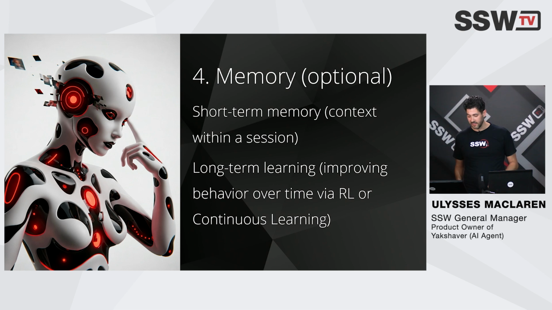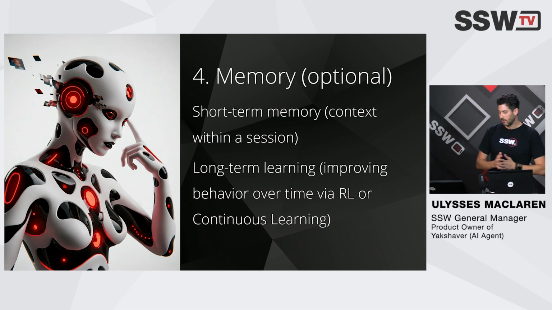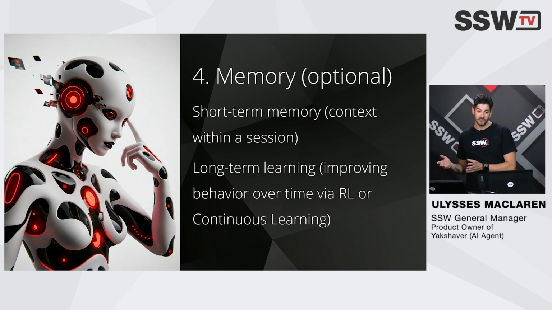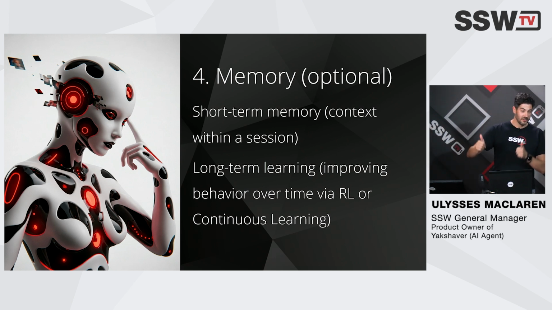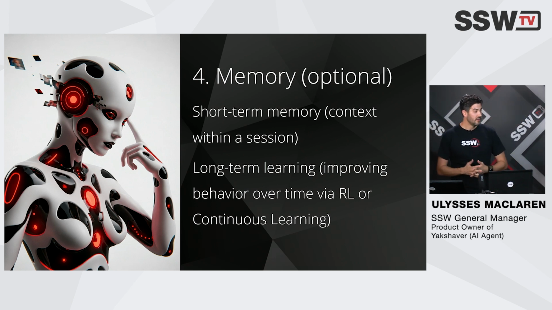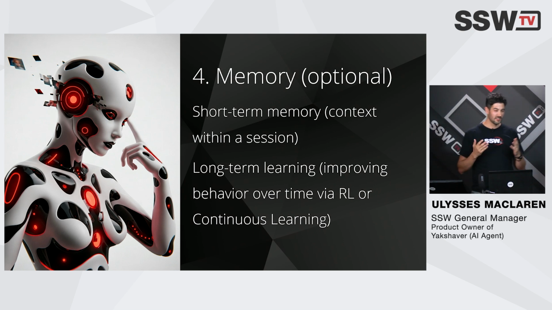Let me break down the difference between reinforcement learning and continuous learning. Continuous learning is iterative. Every time you do something, you learn something. You do something, you learn something. Reinforcement learning is a training run that is done with something called a reward function, which basically says, yes, good job, you did a good thing, or no, that wasn't good.